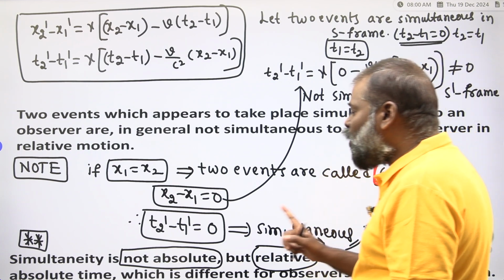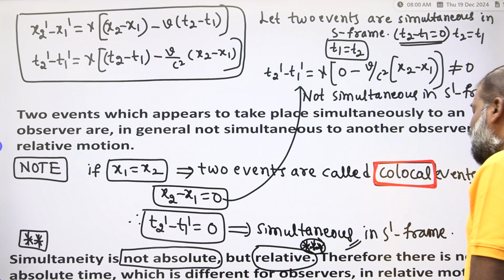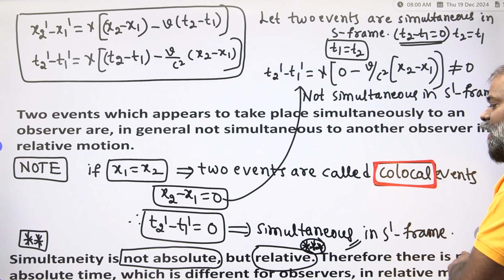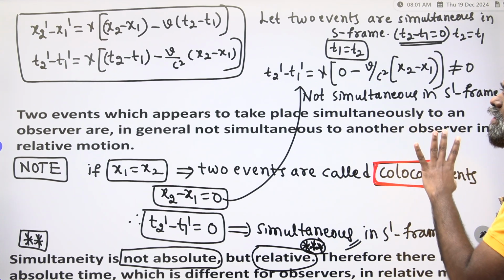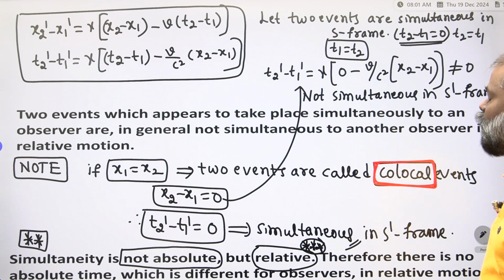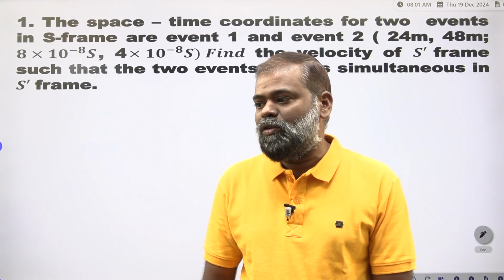Therefore, there is no absolute time; it is different for observers in relative motion. That is a very, very important observation you have to see. Based on this, let us see how the questions will come in your competitive examination.